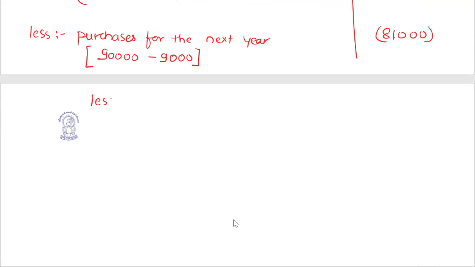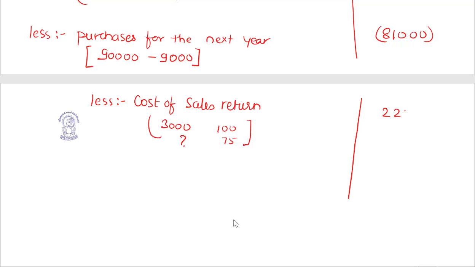Just write less cost of sales return. 3,000 is 100, 75 is what? So we have calculated it, 2250. Next transaction.